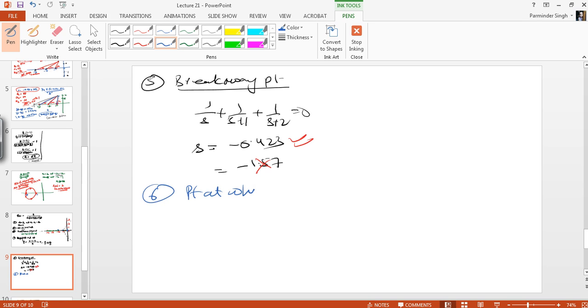Now the point at which root locus cuts the imaginary axis. Point at which root locus cuts the imaginary axis. Now that will be determined by the characteristic equation.